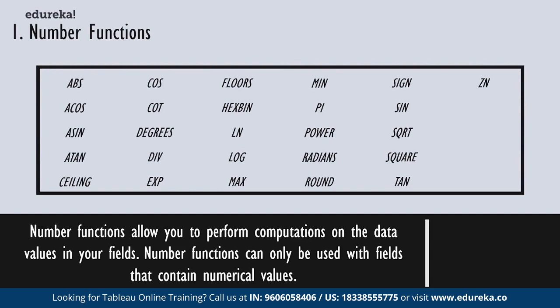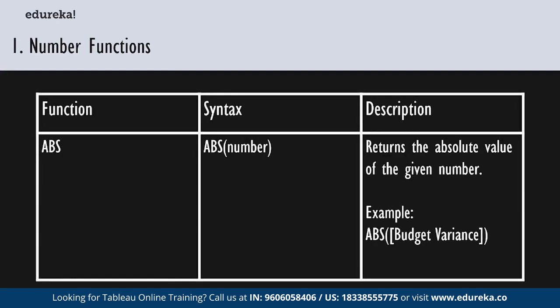So first of all, we have number functions. Now, number functions allow you to perform computations on your data values in the fields. So these functions can only be used with the fields that contain numerical values. Pretty obvious, right? On your screens right now, you can see all the number functions that I'm going to be covering in this segment. We will start with the absolute function, or the ABS, and close using the ZN function, each of which I'm going to demonstrate to you using the Tableau Desktop. So let's get started with our first function.